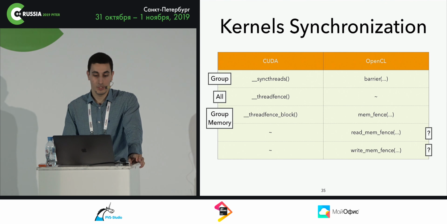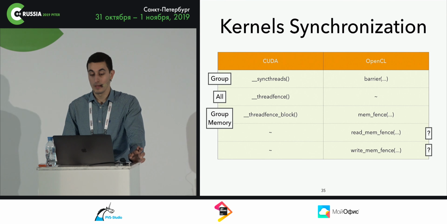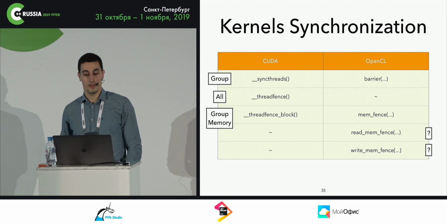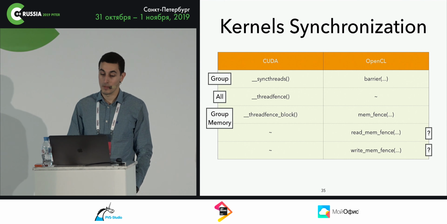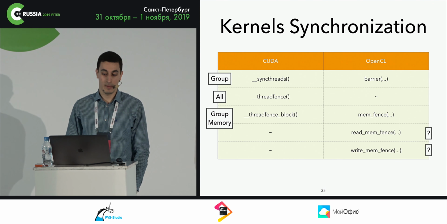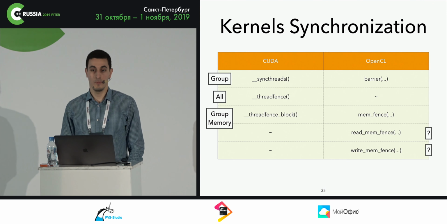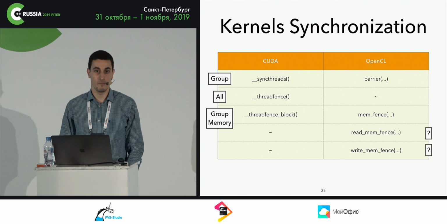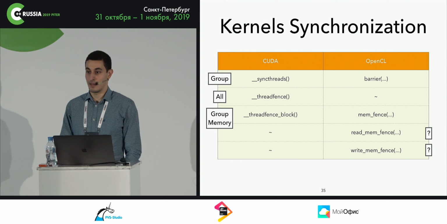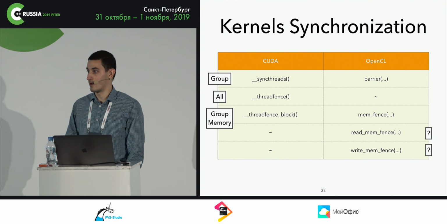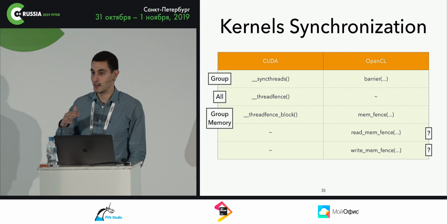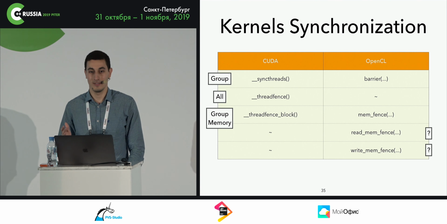For memory synchronization, there are some differences. On the OpenCL side, there are a couple of synchronization primitives like read mem fence and write mem fence. But to be honest, I've been doing GPGPU for about 9-10 years now. I've never seen anybody using them. I've actually scanned GitHub. I've searched through the entire code base with these specific keywords, and nobody is using them.